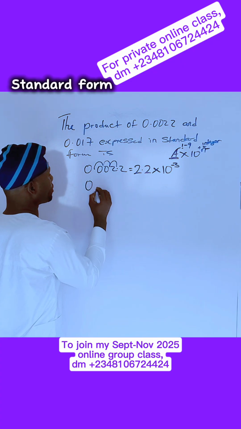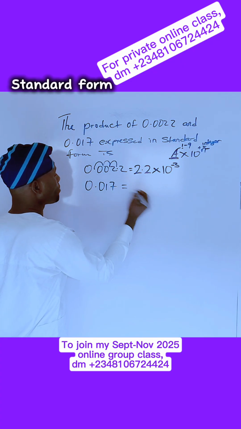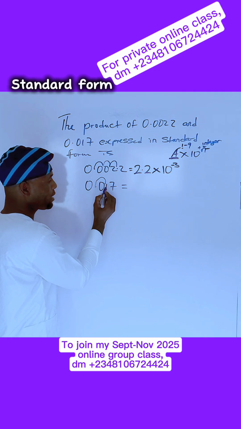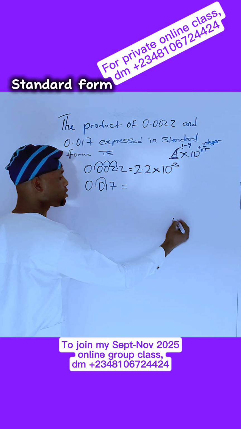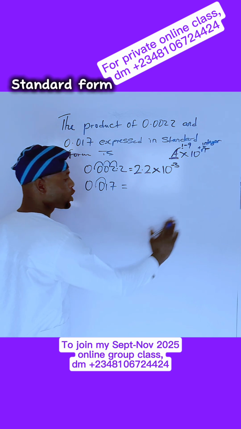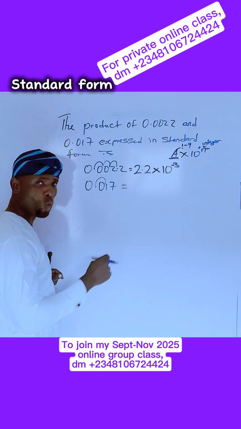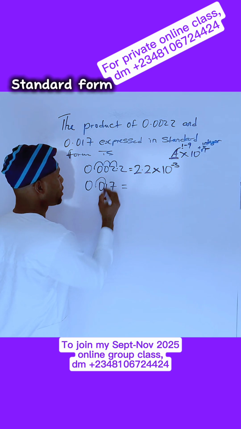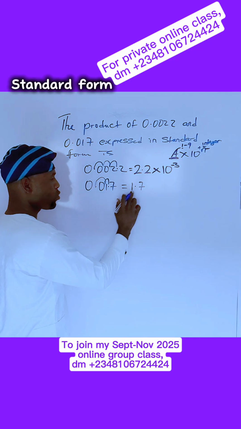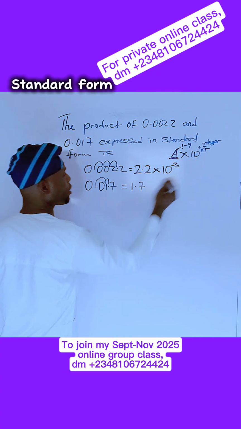Let's come to the second one. We pass through the same process. Look at it. Let's move the decimal point. 1. We cannot stop here, because if we stop here, we'll be having 0.17. And 0.17 is not a value between 1 and 9, 1 and 9 inclusive. We have to move it again. At this point, we'll be having 1.7. We are good here.